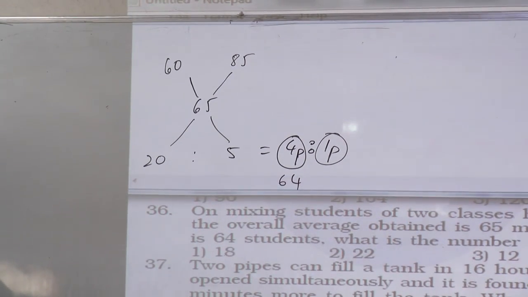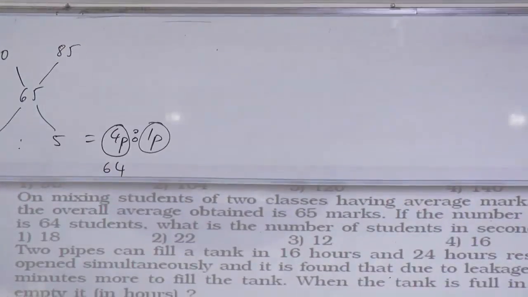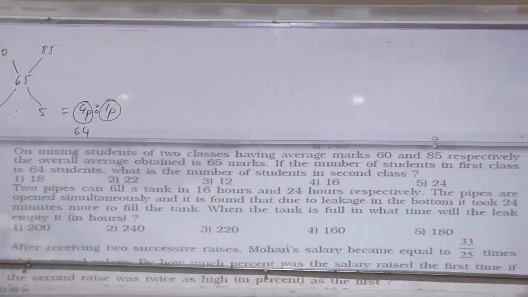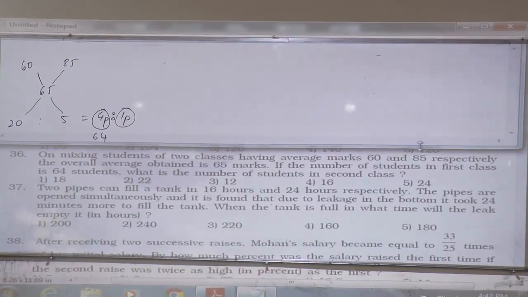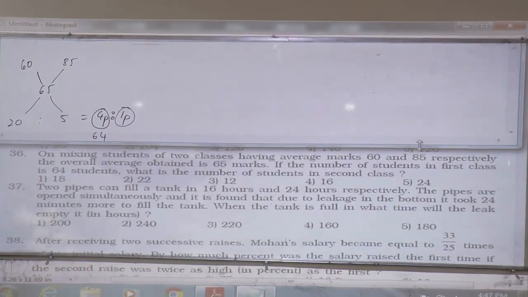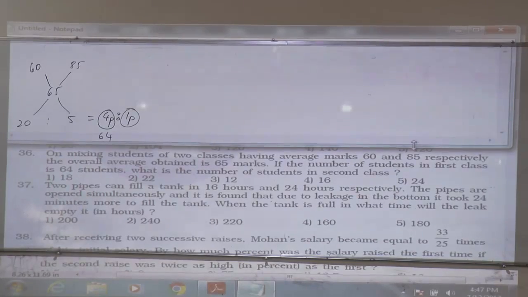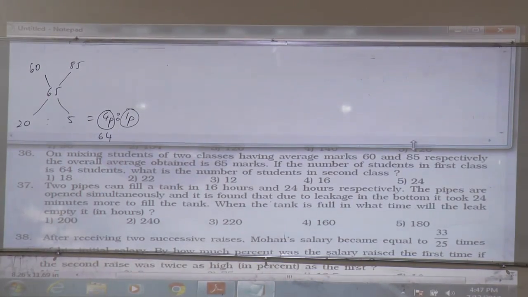Next, 37. Two pipes can fill a tank in 16 hours and 24 hours respectively. The pipes are opened simultaneously, and it is found that due to a leakage in the bottom, it took 24 minutes more, underline that word, more, to fill the tank. When the tank is full, in what time will the leak empty it?